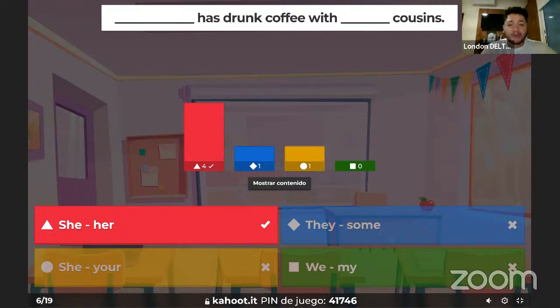Remember, it's very important that you memorize these verbs. Se los envié hace mucho tiempo. Es importante que estudien los verbos irregulares para que sepan cómo es el cambio. En este caso, el que nos interesa es la tercera forma del verbo, que sería drunk. So, drunk sería bebido. Ella ha bebido, right?